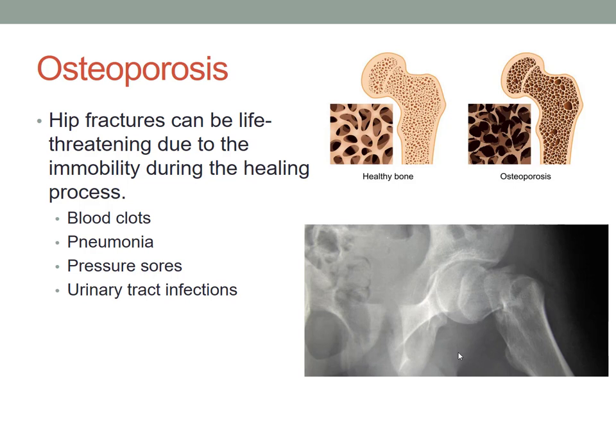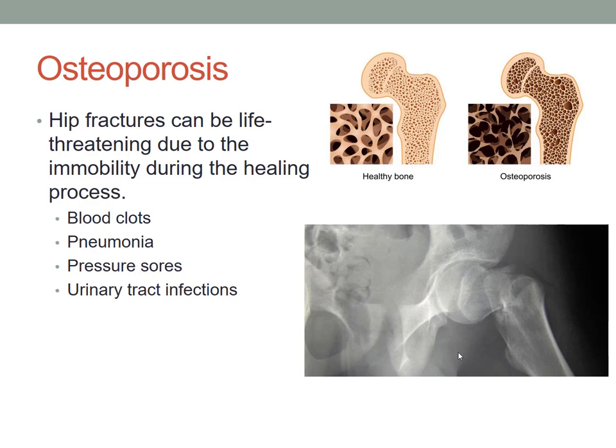So you see in the top diagram, you see healthy bone and the bone matrix, and then you see on the right side the osteoporosis and how the bone has thinned and the matrix is partially broken apart, which makes it a lot weaker to stresses.